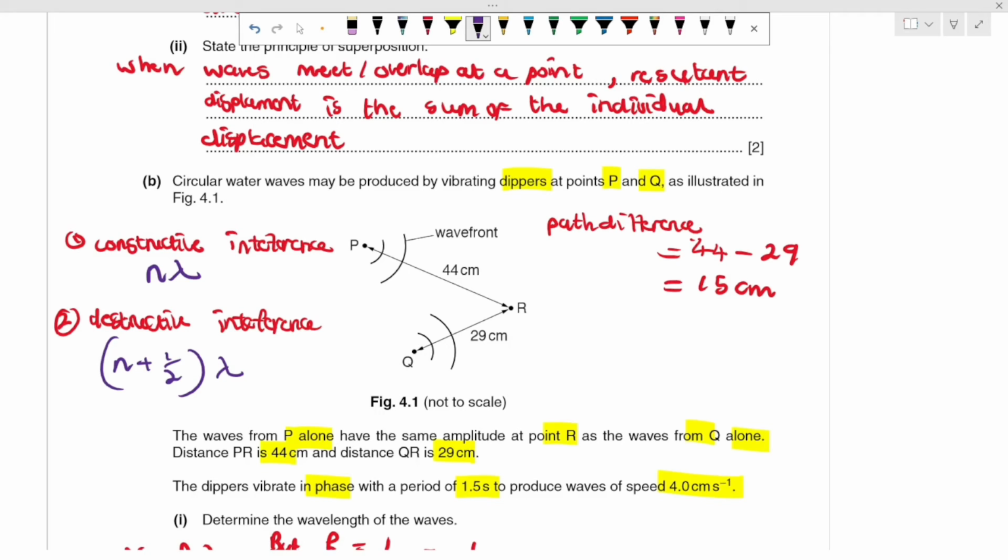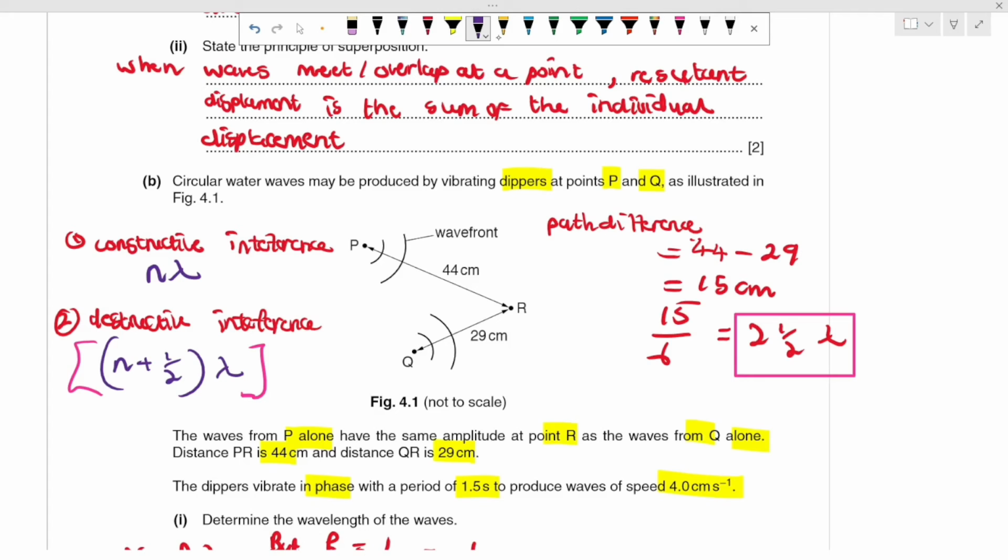So we have 15 centimeters. If I divide 15 by 6, 15 divided by 6, I'm going to get 2.5 of lambda. So remember, because I have this fraction of lambda, the path difference between them is 2.5 lambda. It categorizes under destructive interference. It means that when they meet, they're going to destroy each other, and after they destroy each other, they're going to be at rest, essentially.